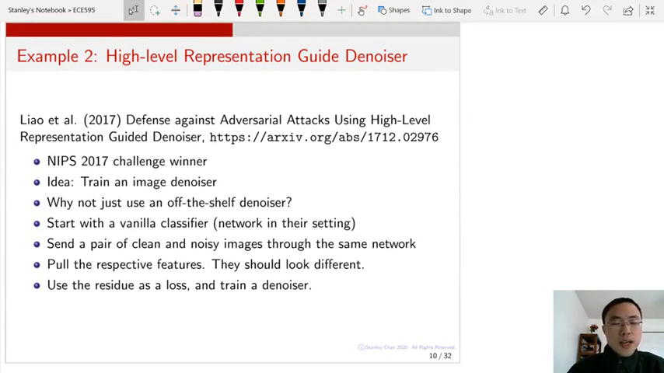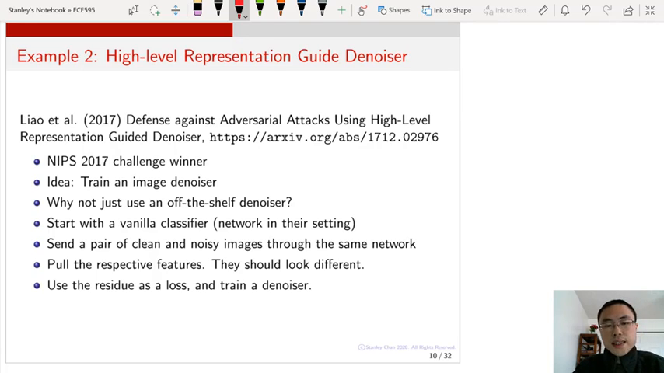Let me also talk about another example of input transformation type of defense mechanisms. This is also a pre-processing technique. It's proposed by Liao et al. in 2017. The title of the paper is Defense Against Adversarial Attacks Using High-Level Representation Guided Denoisers. It was published in 2017 on arXiv, and indeed they won the NIPS 2017 challenge.